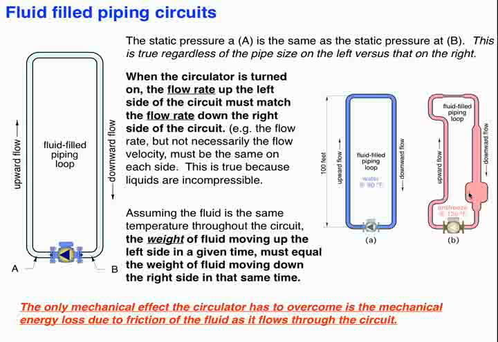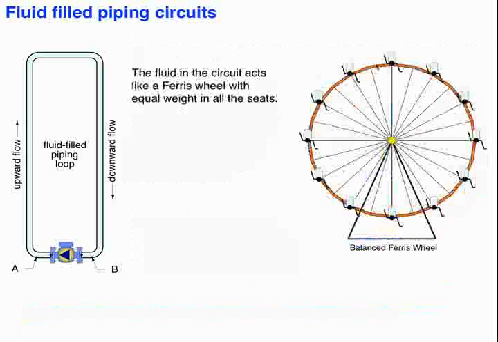And essentially, it's like a Ferris wheel that's balanced. And the net effect here is that the circulator only has to overcome the mechanical energy or the head loss due to friction of the fluid. It does not have to lift the fluid up through the circuit. And this is the best analogy I can give you. Think about a Ferris wheel that has an equal weight in each seat. All right? The weight of the seats going up is equal to the weight in the seats coming down over a given amount of time.